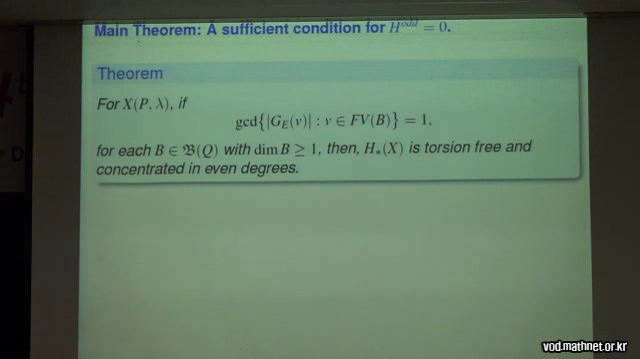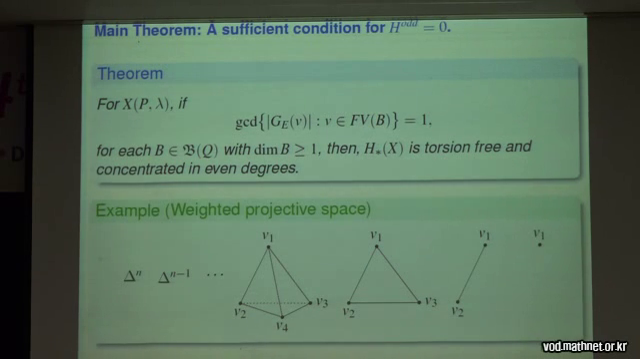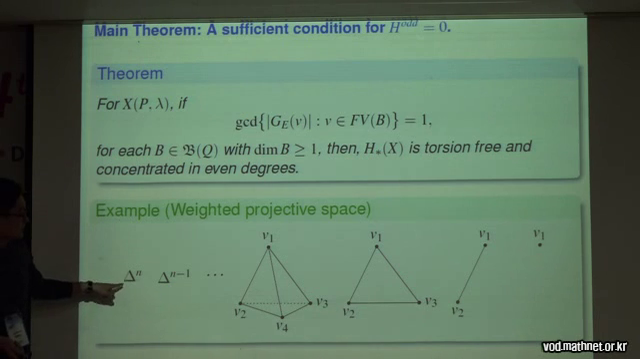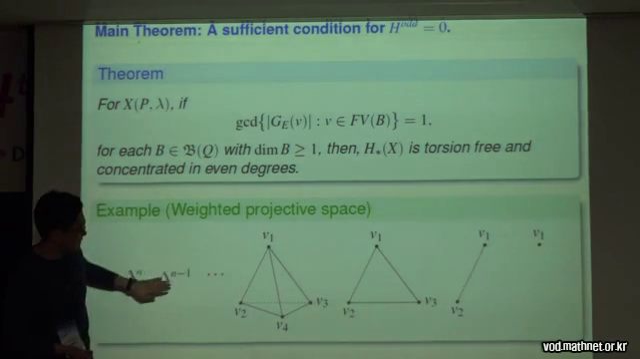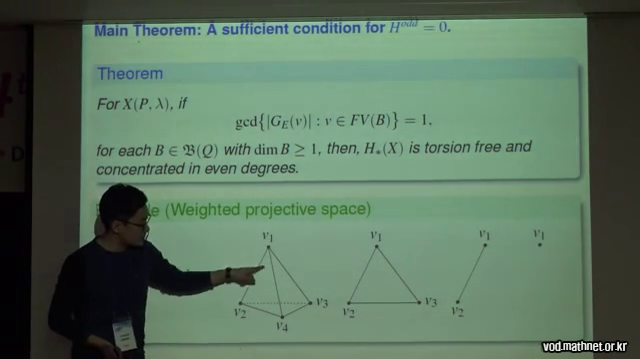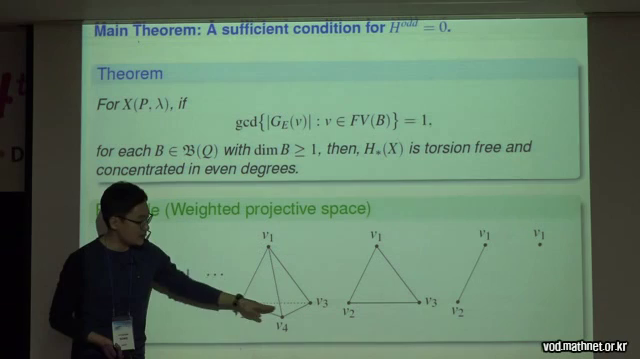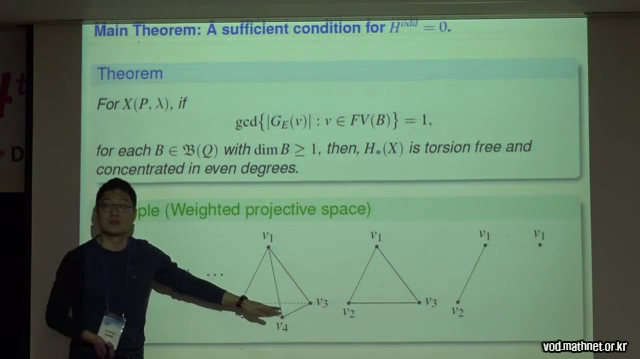Right. So, for example, this is the weighted projective space case. If you start from a simplex, then just forget this. If you choose one vertex here, then the remaining thing is another simple lower dimensional simplex, right?